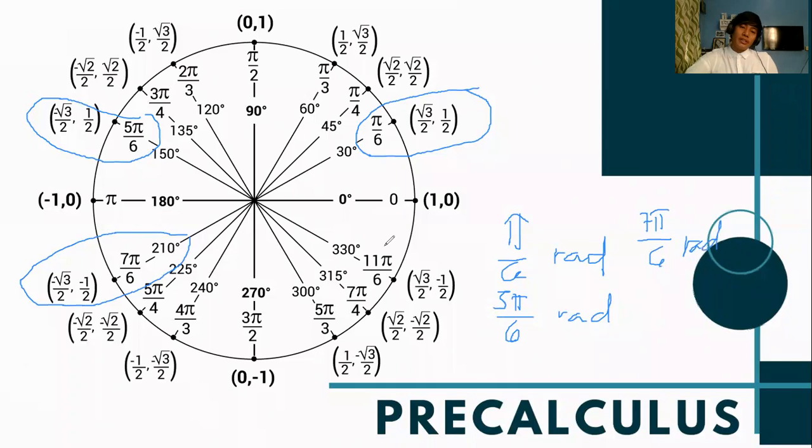And on the fourth quadrant, we have 11 pi over 6 radians. Notice that the trigonometric point did not change. We have the square root of 3 over 2 and 1/2. Same here, same here, same here. But how are they different?